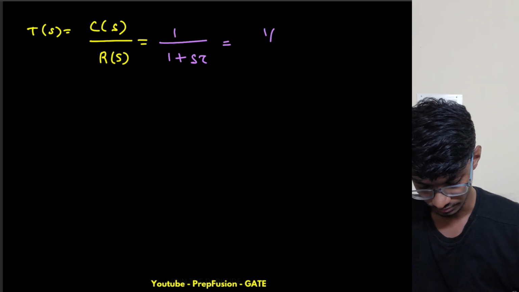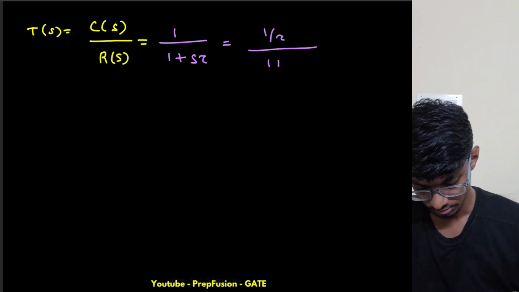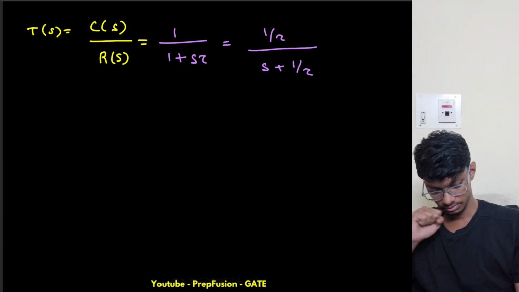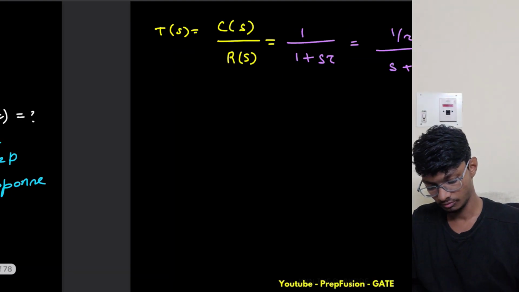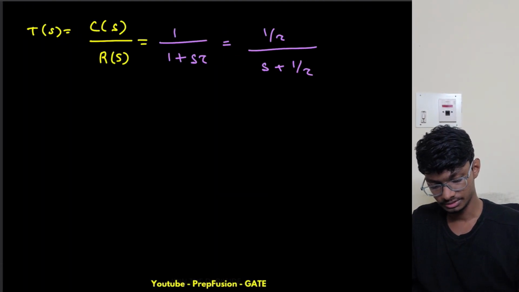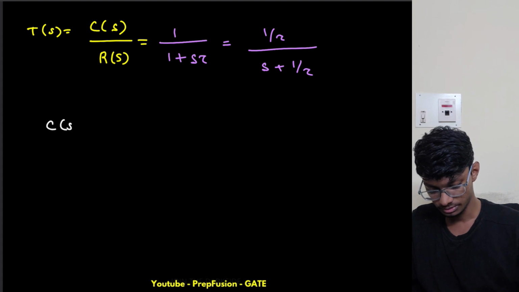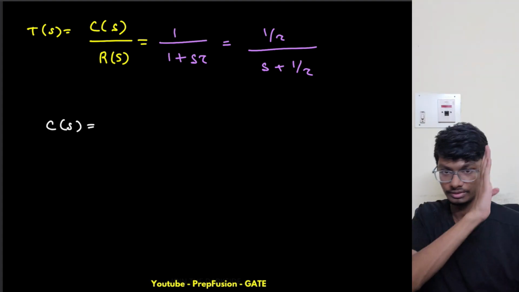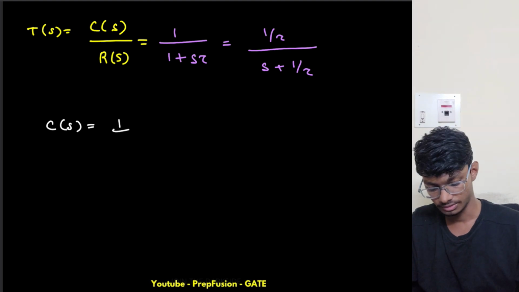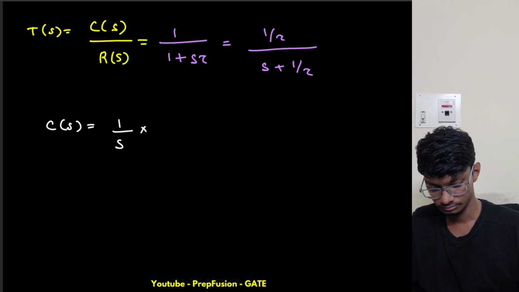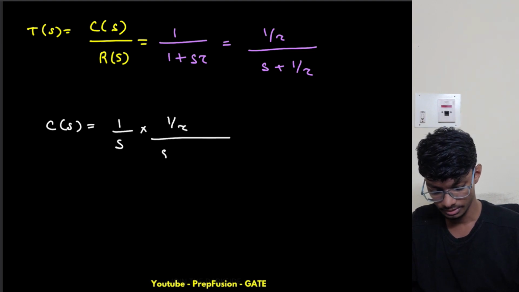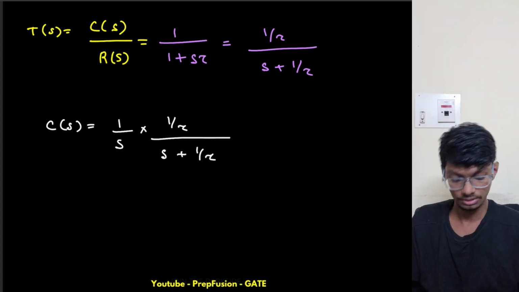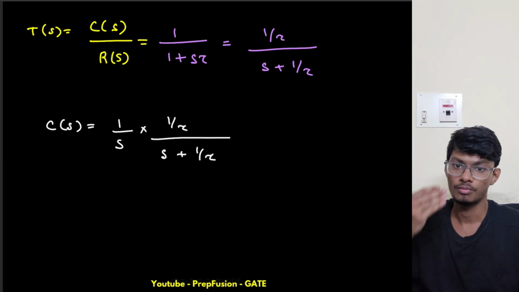Or I can write it like this one, take the time constant common, s plus 1 over tau. Okay, so now, what is my R of s? R of s is 1 over s. So I will replace this one and put it over there. So C of s equals, I will multiply 1 over s on the right hand side: 1 over s into 1 over tau divided by s plus 1 over tau. Now I have to do partial fractions.